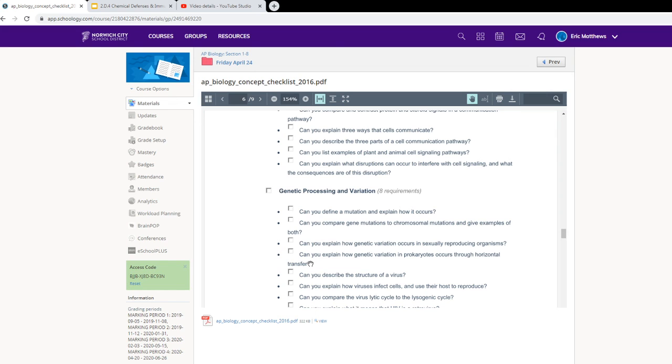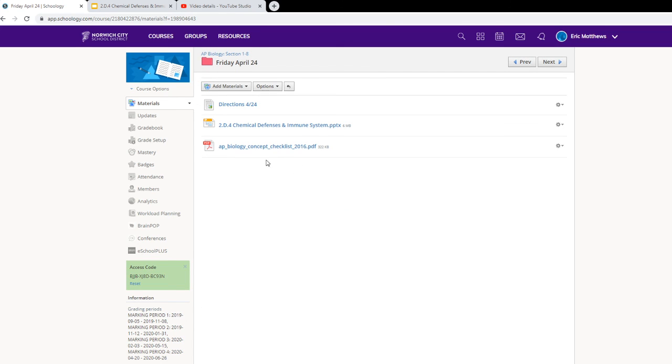And then Monday, I want us to be able to come back so I can get a tally of which parts people need, so we can focus our study as we go into the last week and a half before the test. So that's one part. Go through the checklist, see what you can and what you can't do.